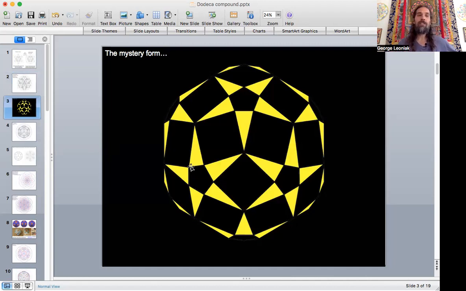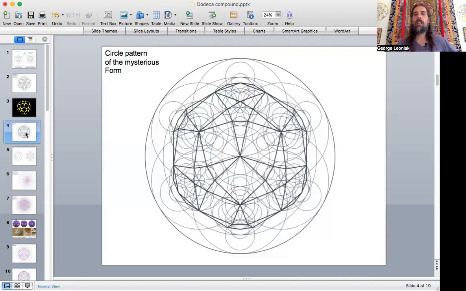So I'm going to go into what is actually going on here. It's an amazing construction. You can maybe see some dodecahedron action going on here, but why am I going to go into this in great detail? Well, let me turn the lights on. Here's the circle pattern of the mysterious form. This is the line drawing of the mysterious form.